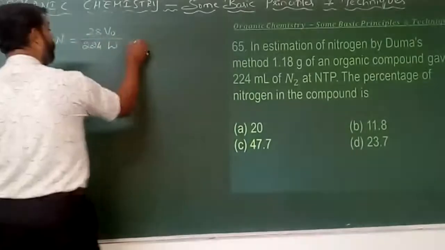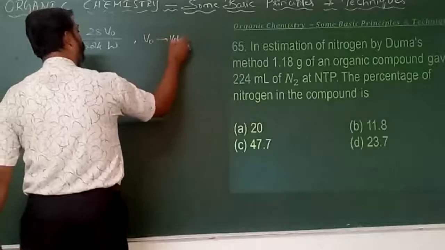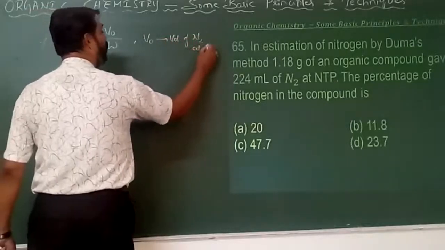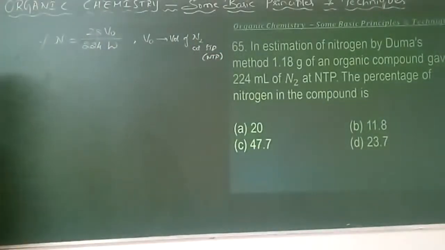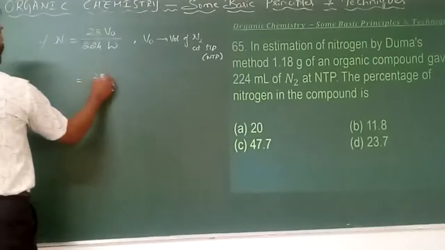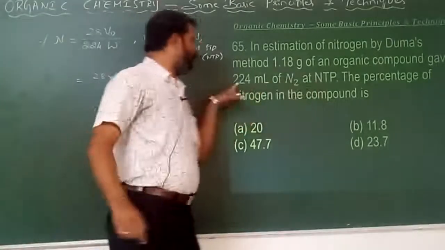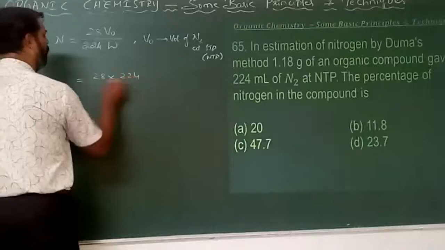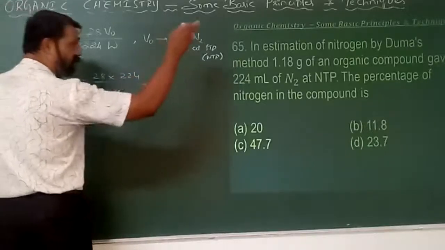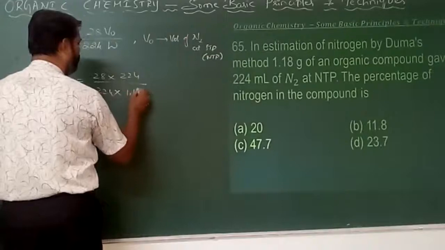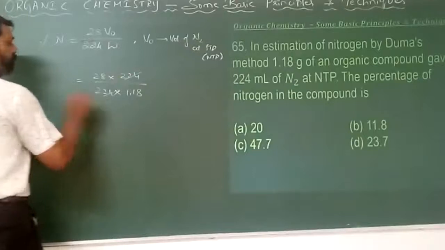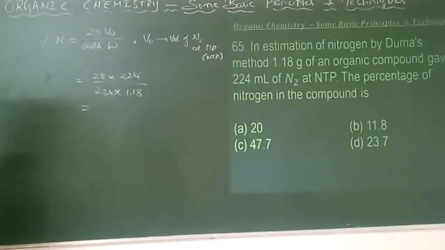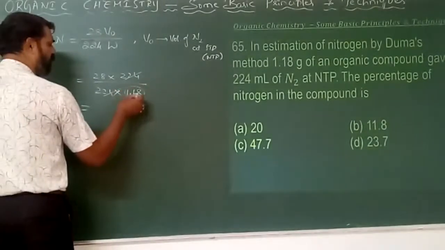What is V0 actually? It is the volume of nitrogen obtained at the condition of STP, and W is as usual the mass of the organic compound. So that's equal to 28. As it is NTP, the volume is going to be 224 divided by 224, and the mass of the organic sample that we have taken here is going to be 1.1. 28 divided by how much? 1.1. So what happens when I simplify that? Assume that it is nearly 1.2.